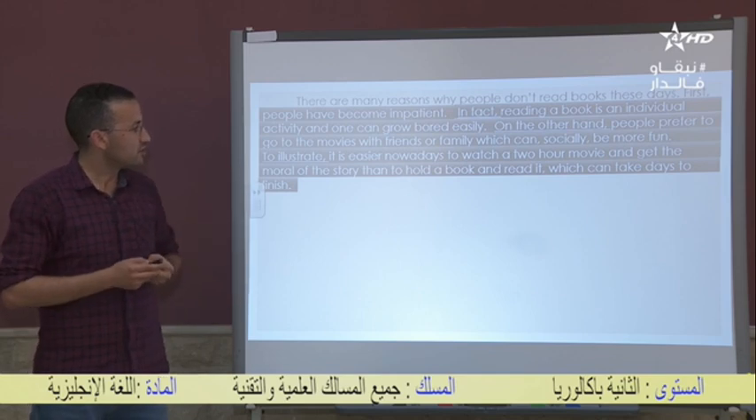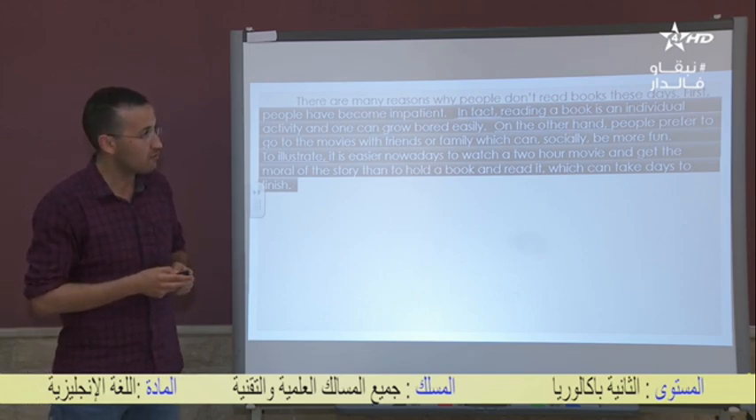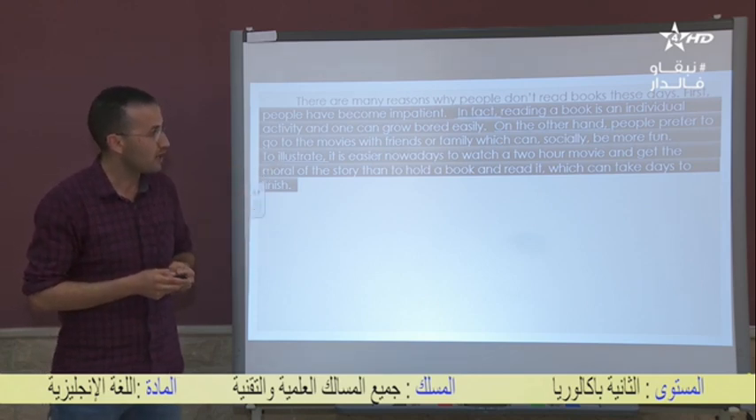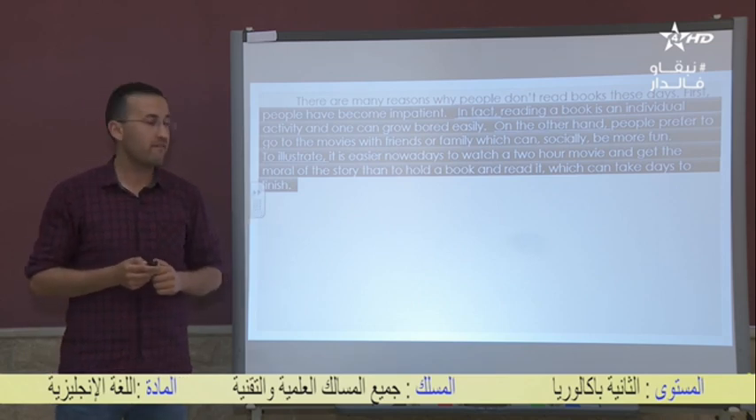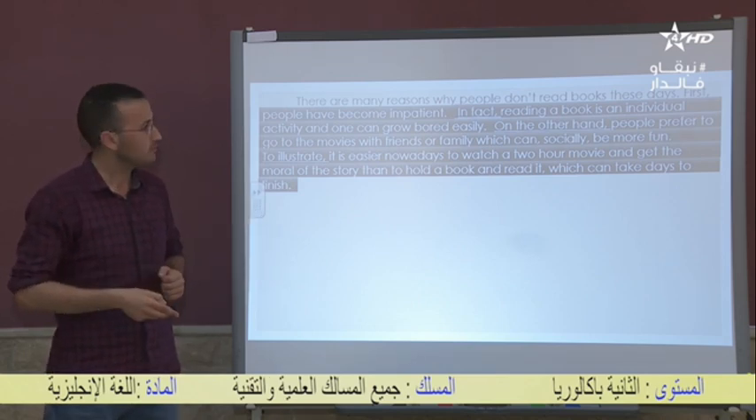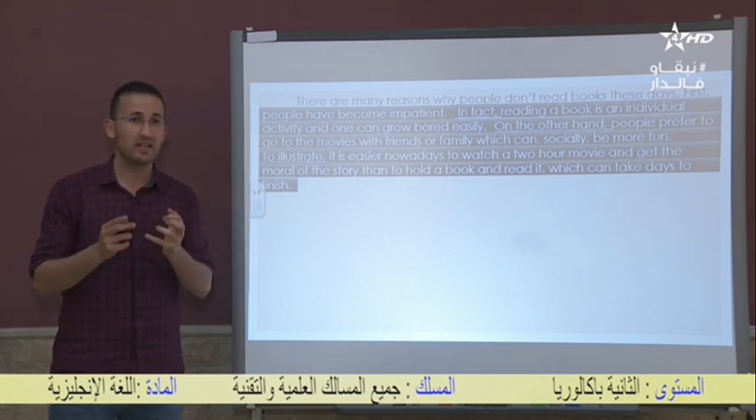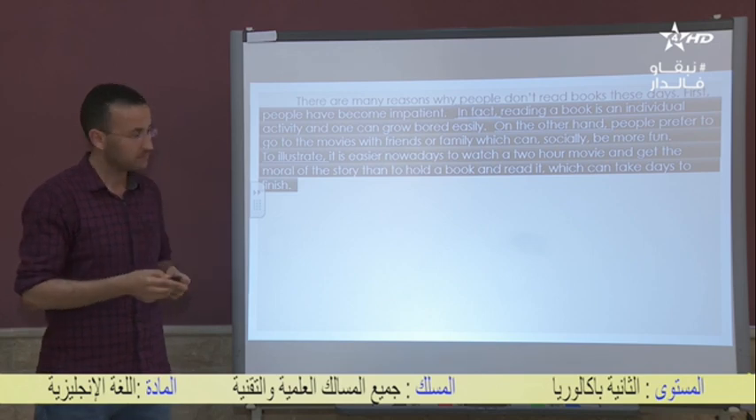Next, we have to illustrate it is easier nowadays to watch a 2-hour movie and get the moral of the story than to hold a book and read it, which can take days to finish. Okay? So this is our first supporting sentence and details. Remember, you should add details.